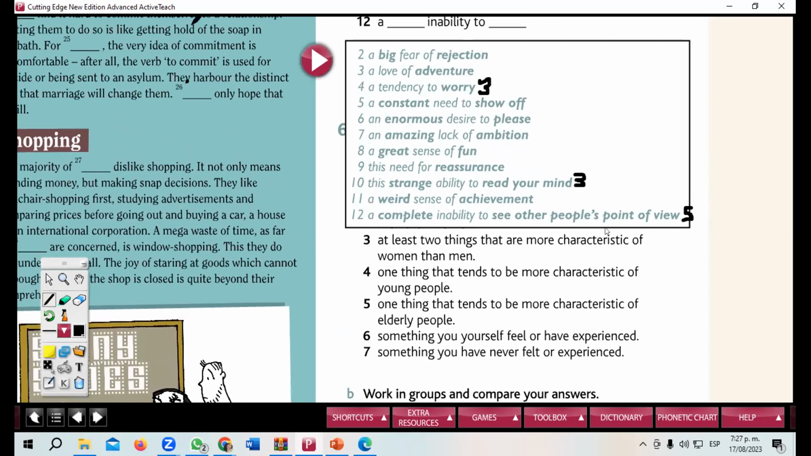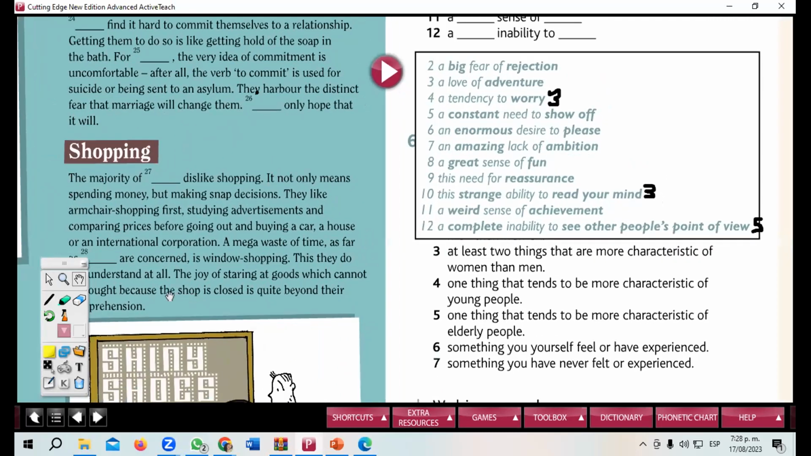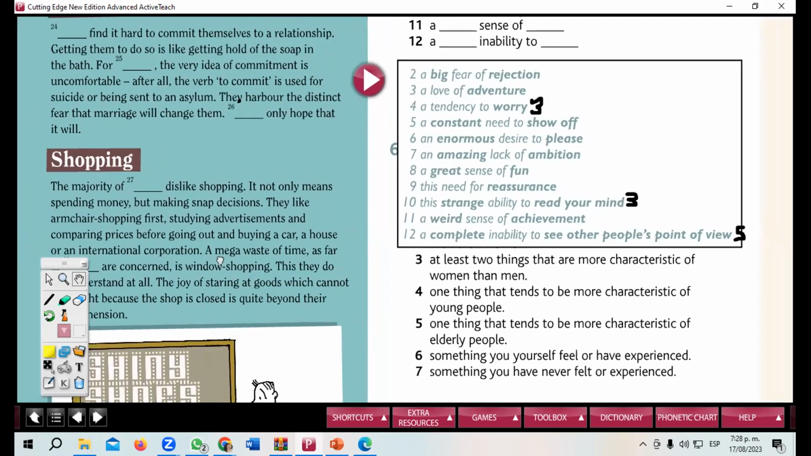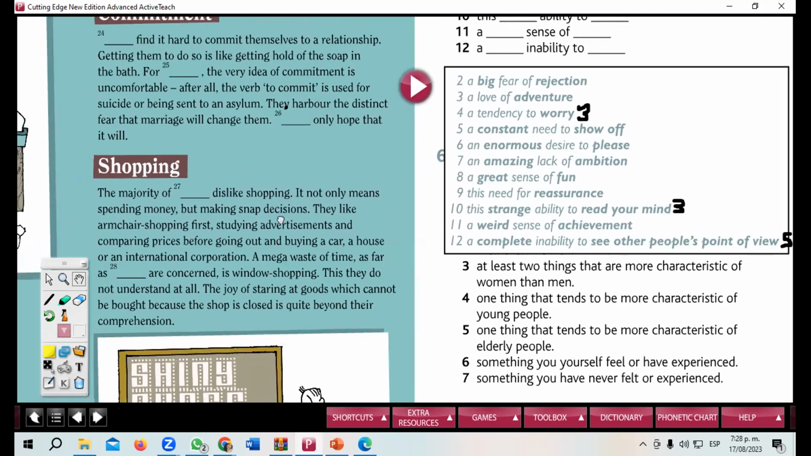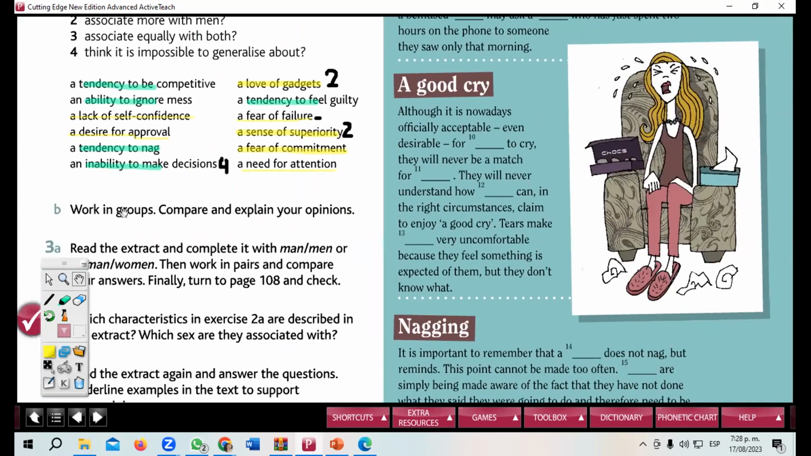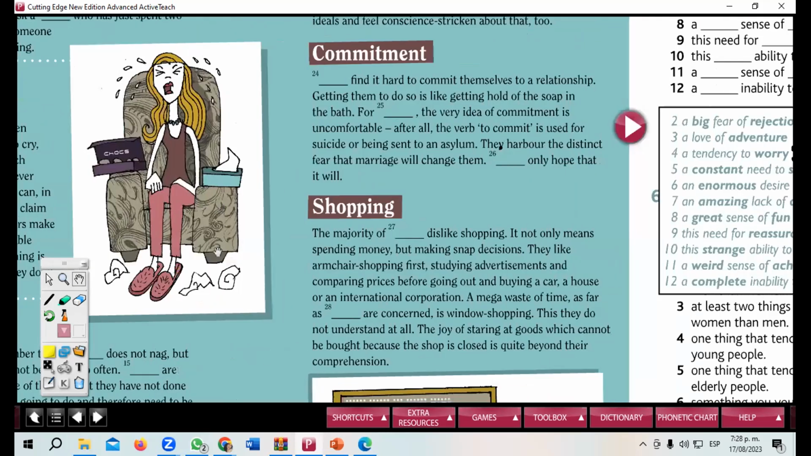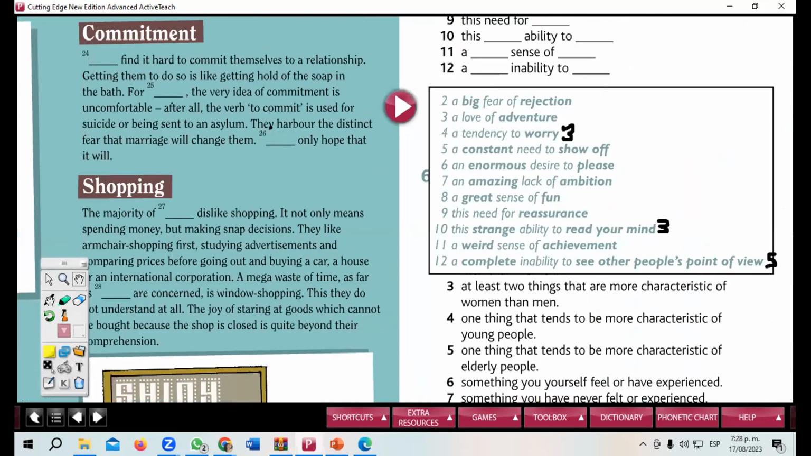Let's continue, Jessie. For number 6, something that you have experienced yourself. A fear of failure. A sense of fun. Okay. And love of gadgets. So many things. Love of gadgets, a fear of failure, and you said what else? A great sense of fun. Great sense of fun, yes. Okay, good. And let's finish with Elkim.